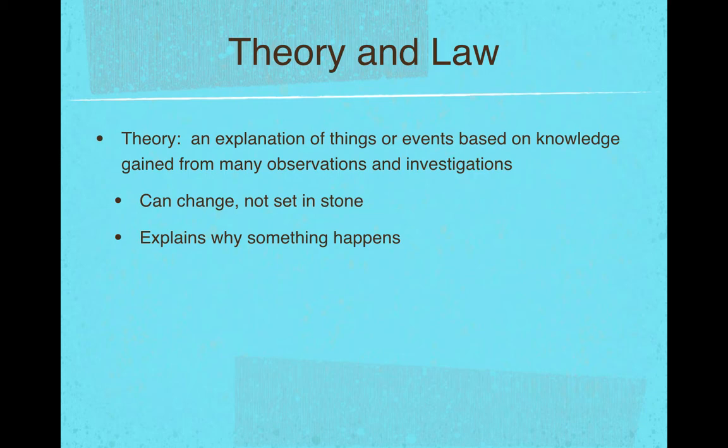Example of a theory, not one that we are going to study in integrated science, but if you go on and take chemistry, you'll study atomic theory. Okay, that tells you how the atom is composed, what it looks like, that structure. At one point in time, atomic theory described the atom as a plum pudding model where everything's kind of evenly spread out.